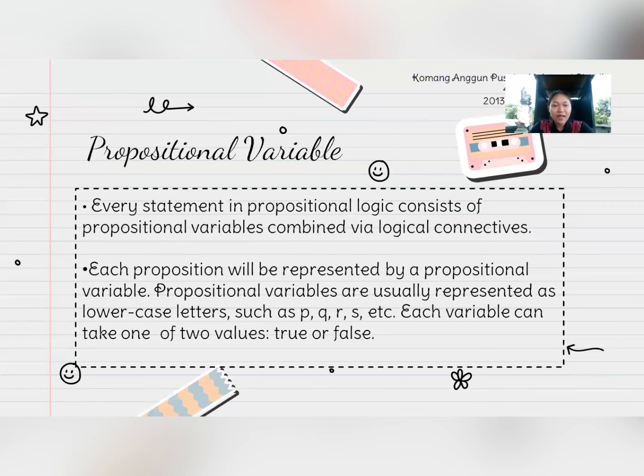Propositional variable. Every statement in propositional logic consists of propositional variables combined via logical connectives. Each proposition will be represented by a propositional variable. Propositional variables are usually represented as lowercase letters such as P, Q, R, S, etc. Each variable can take one of two values, true or false, but not both.